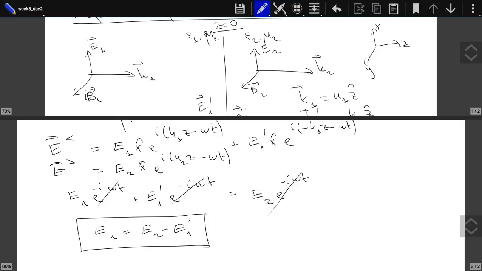No. Well, they can, but if they differ, you cannot satisfy this condition at all times.